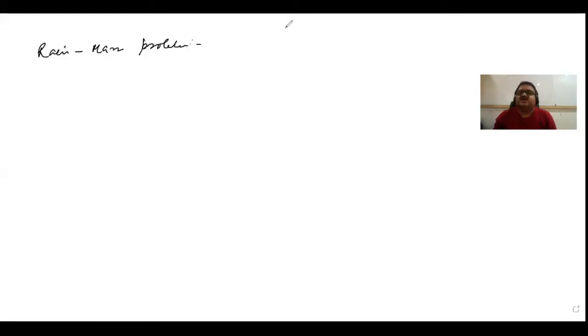So today's topic is relative motion in 2D, the Rain Man problem. So let's start. It is relative motion in 2D, correct? Let me give you a clear understanding of this problem by the method of analysis, that means by solving problems, correct?